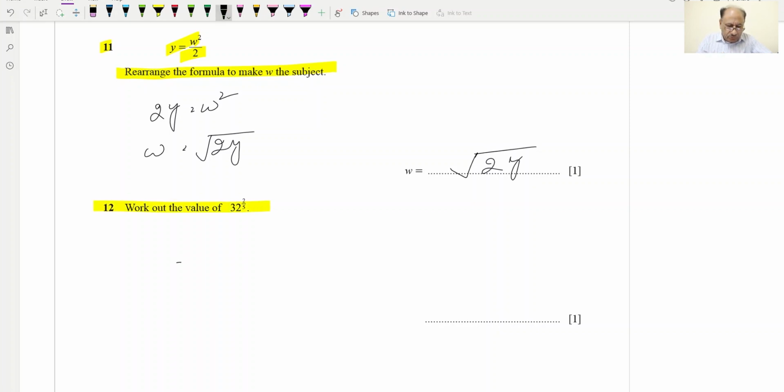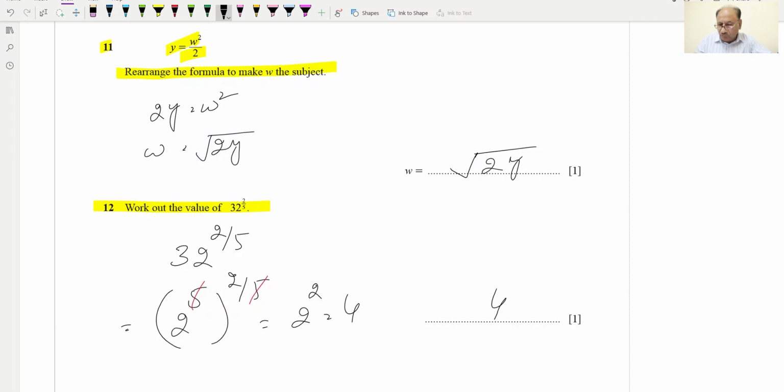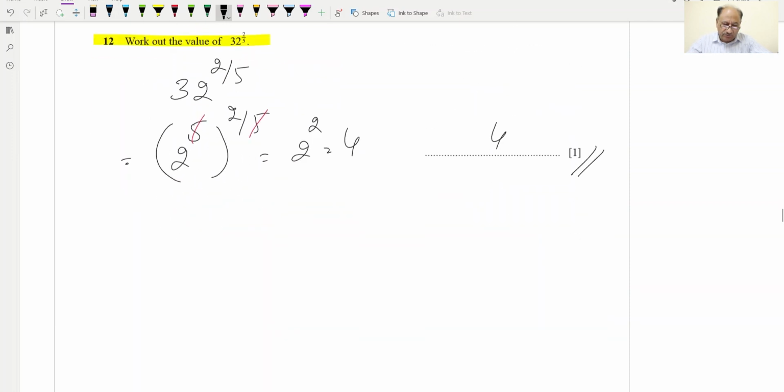The given question is 32 raised to 2 over 5. This 5 is basically a hint for us that we have to rewrite this 32 as something raised to the power 5, and that something can be 2. So 2 raised to the power 5, whole raised to the power 2 over 5, and now we can cancel this 5 and 5, and our answer will be 2 raised to the power 2, which we can write as 4. So 4 will be our final answer for this question.